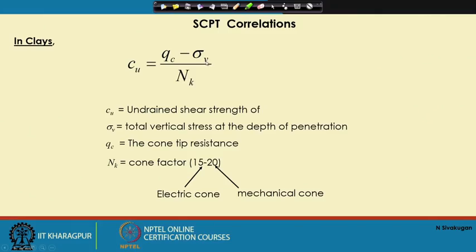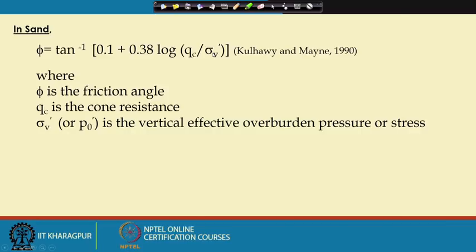Initially, in the case of clay, it was the total stress, but now it is the effective stress. I have already discussed how we calculate it. First I calculate the total stress: if it is saturated soil, total stress is the saturated unit weight into the height. For effective stress, you have to subtract the pore water pressure, so we take the submerged unit weight of the soil into the depth.